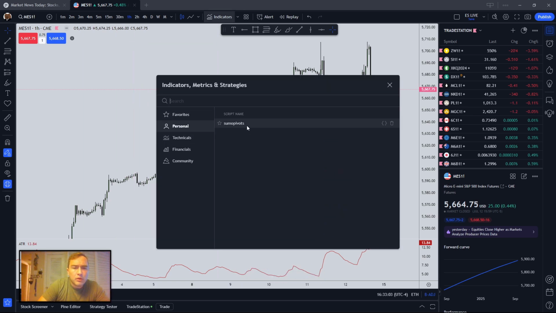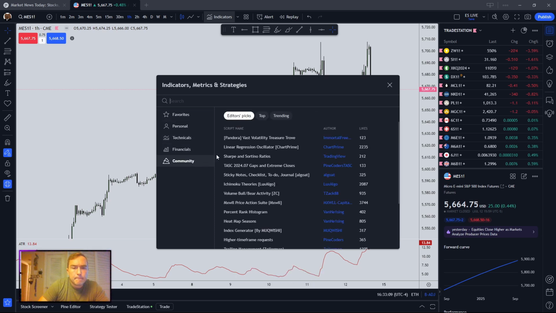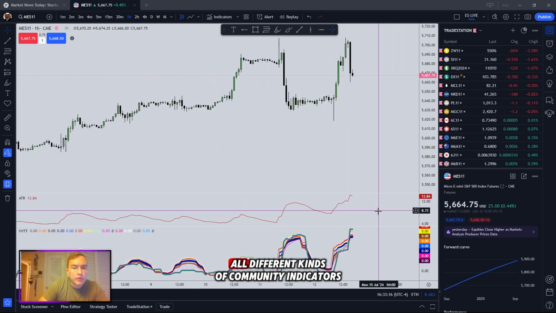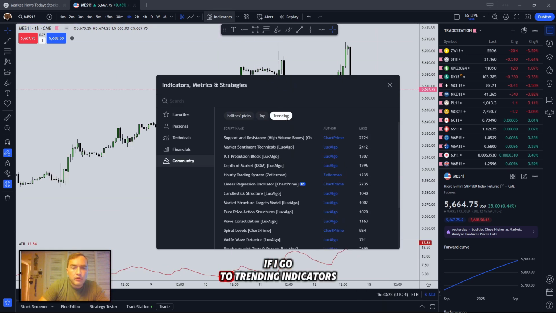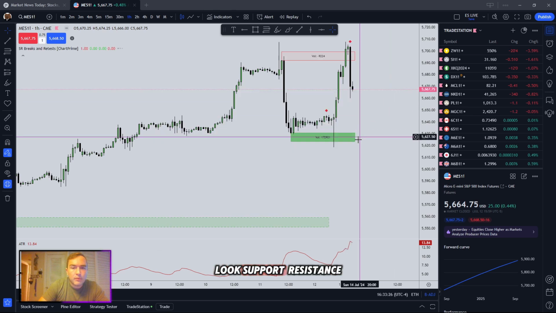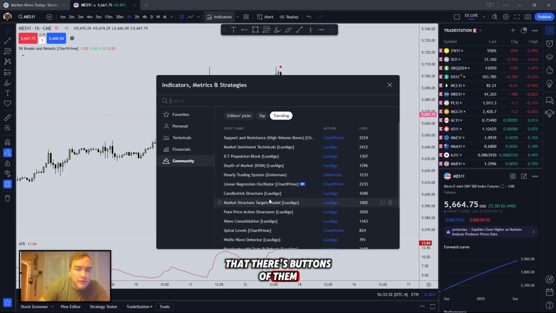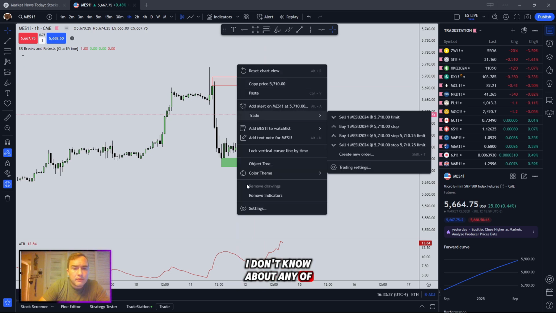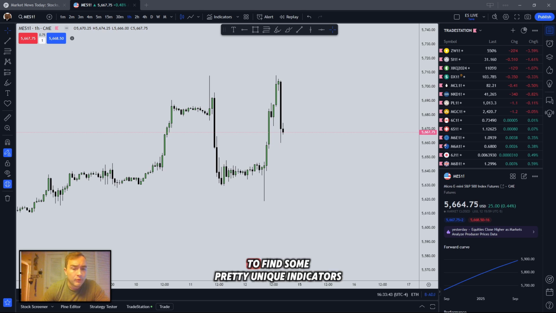Now I want to also show you very briefly, guys, that on TradingView, you can find all different kinds of community indicators. If I go to indicators here, if I go to trending indicators, look, support and resistance, I have no idea what these indicators are showing. I just wanted to show you that there's tons of them. I don't know about any of these indicators, but you can use the community tab on TradingView to find some pretty unique indicators. That's what I wanted to point out there.